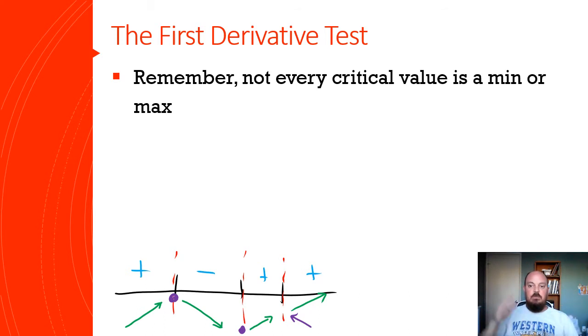Anytime it changes from a plus to a minus, you have a maximum. A minus to a plus, you have a minimum. And if it stays the same, you have neither.